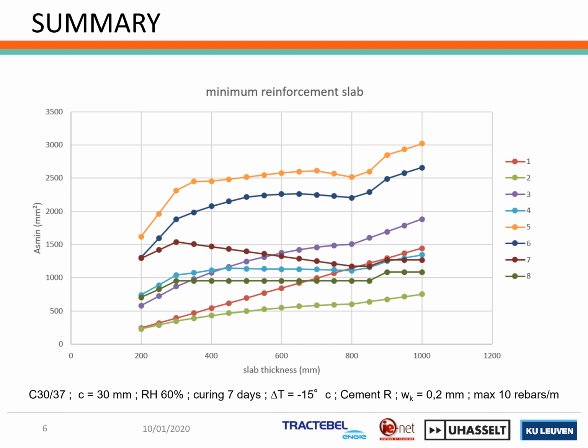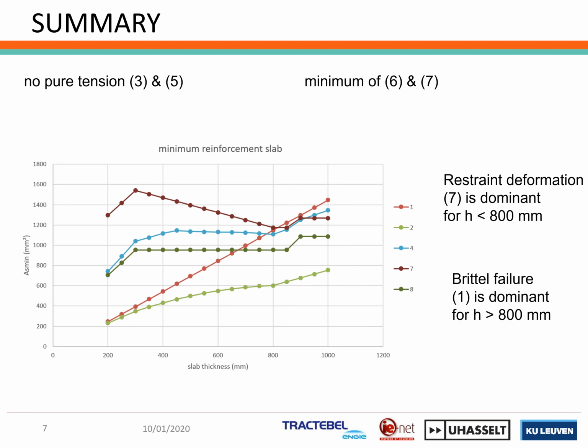We can do now the same with a crack width restriction of 0.2 millimeters instead of 0.3. So the needed amount of reinforcement increases with almost 50%, just by stating that the crack width must be 0.2 instead of 0.3 millimeters. Again, we can exclude pure tension and using the minimum of method 6 and 7. And then we can conclude that restraint deformation, method 7, is dominant for slabs smaller than 800 millimeters. And for brittle failure, it is dominant for slabs higher than 800 millimeters.